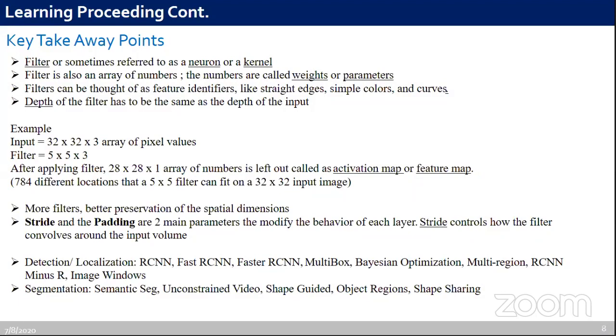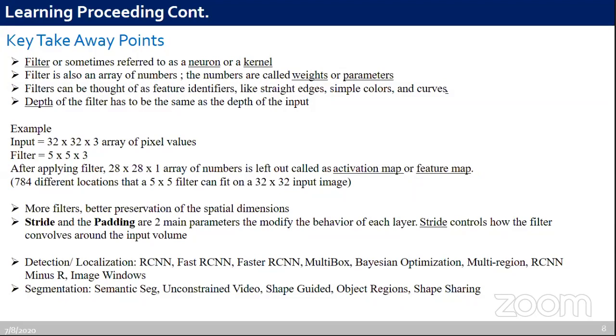Now let's take an example. Assume the input is a color image, and the size of the image is 32 cross 32. Since it's a color image, we have one matrix for red, one for green, and one for blue. So you have 32 cross 32 cross 3. You have a filter of 5 cross 5, and again it has 3 matrices for RGB, so it is 5 cross 5 into 3.